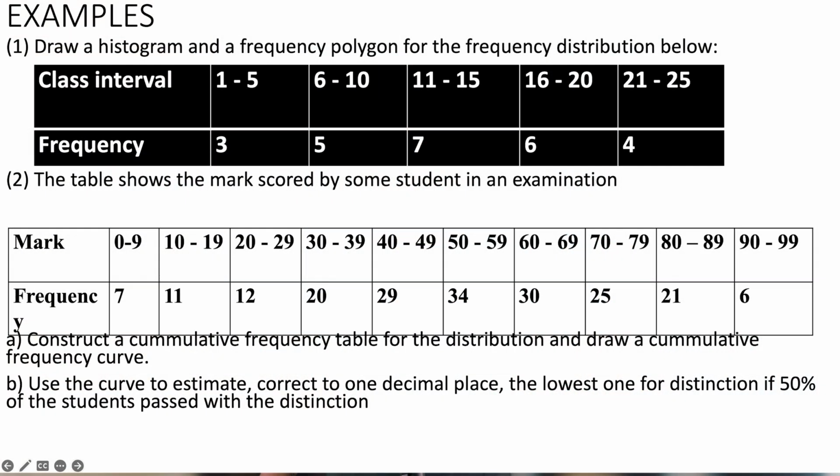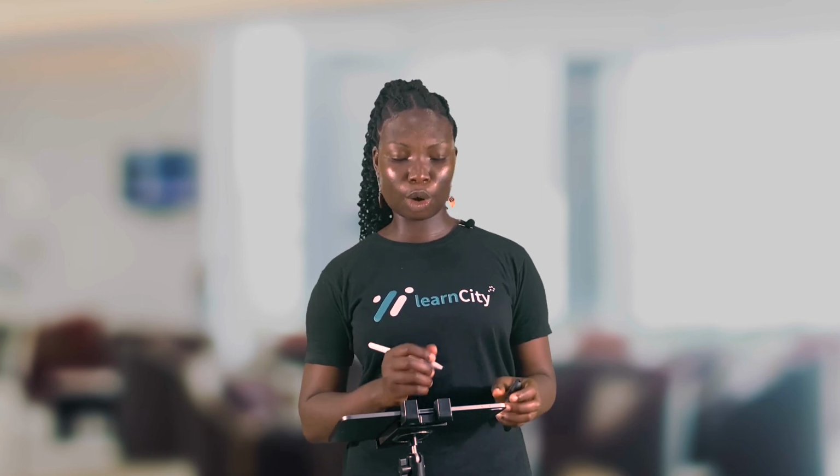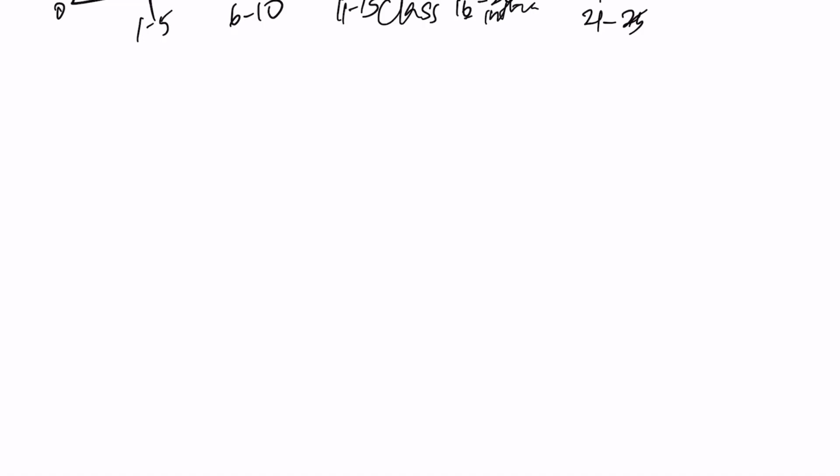Now, a second example says the table shows the marks scored by some students in an examination. Construct a cumulative frequency table for the distribution and draw a cumulative frequency curve. Then use the curve to estimate, correct to one decimal place, the lowest mark for distinction if 5% of the students passed with distinction. So we have mark and we have frequency.